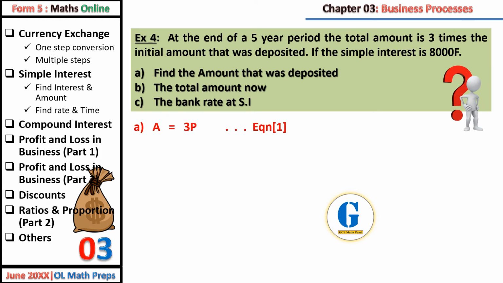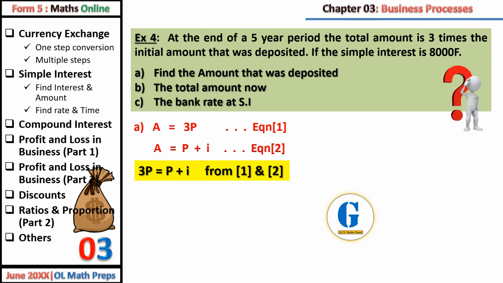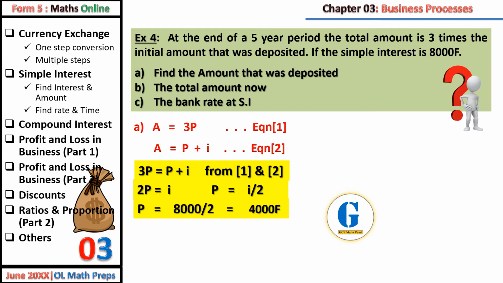So amount here is equal to 3 times the principal. So we form two equations. Amount equals 3 times the principal, and equally amount is the same as principal plus simple interest. From equations 1 and 2, we have 3 times the principal equals principal plus interest. This will give us 2 times the principal to be equal to the interest, and the principal is equal to the interest on 2. However, the interest has been given as 8,000 francs. Therefore, the principal will be 8,000 francs on 2, which is 4,000 francs.